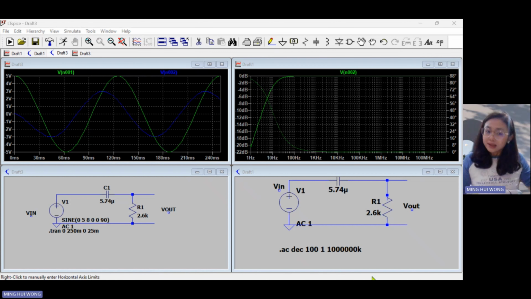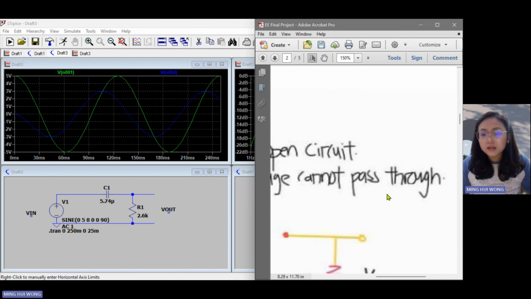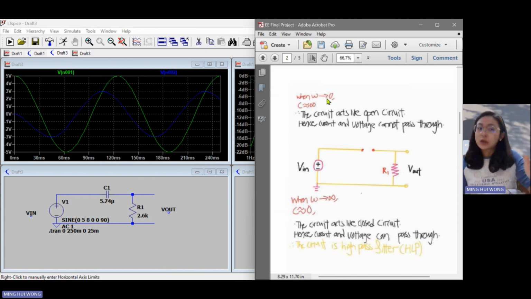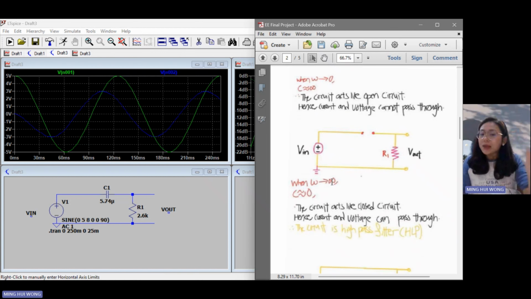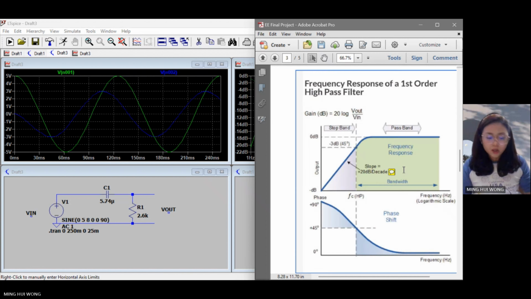What is a high pass filter? In my understanding, when angular frequency equals zero, the capacitive impedance approaches infinity, so the circuit acts like an open circuit, hence current and voltage cannot pass through. When angular frequency approaches infinity, the capacitive impedance becomes zero, so the circuit acts like a closed circuit, hence current and voltage can pass through. The circuit is a high pass filter.